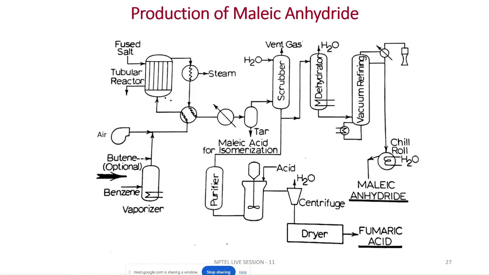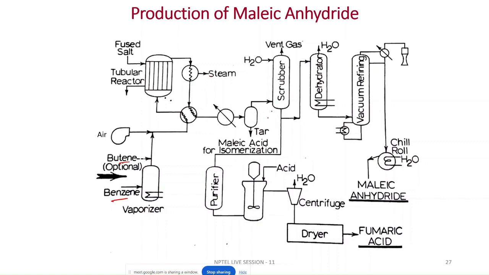two reactions are occurring. You can see this is a tubular reactor where you can use either benzene or butane. If you are using benzene, then you have to make a vapor. If you are using butane, then you don't have to make a vapor. It is mixed with the air, preheated and sent to the tubular reactor. Here the fused salt is used to control the reaction temperature at a certain level.